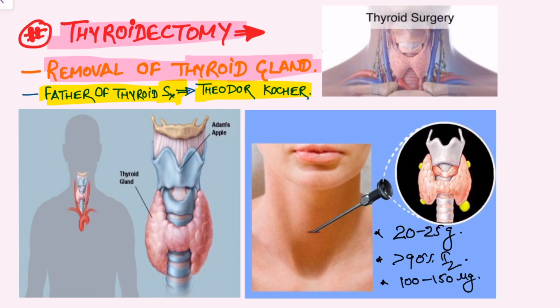And mainly thyroid gland is located just below the cricoid cartilage. Here is cricoid cartilage, this is thyroid cartilage, this is cricoid cartilage. So location of thyroid gland is just below the cricoid cartilage, and they are at the level of tracheal ring, second, third and fourth, mainly second, third and fourth.